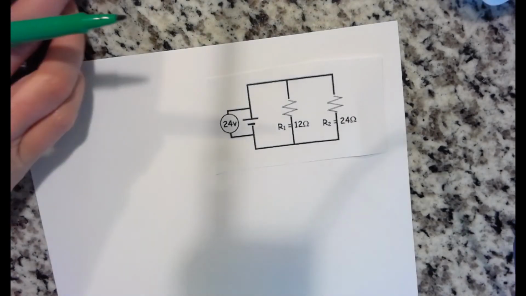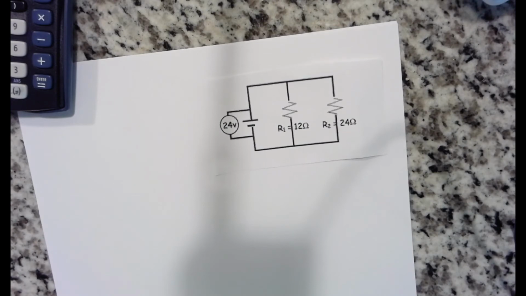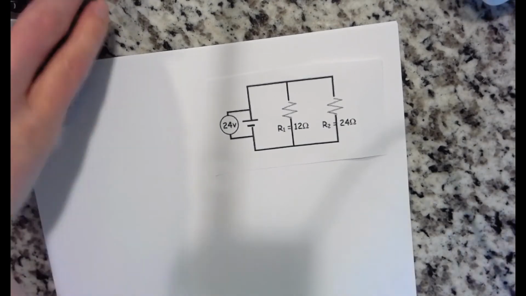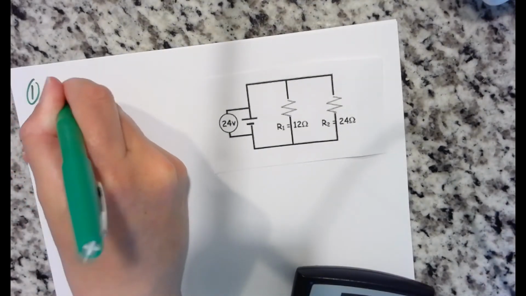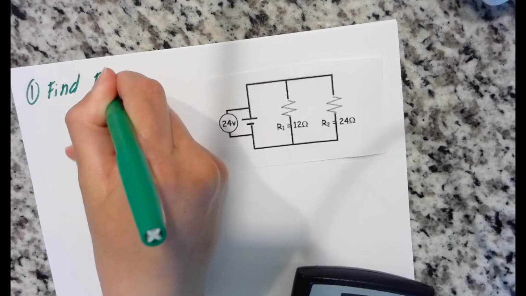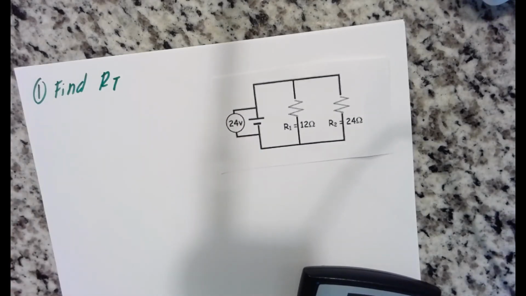So we're going to go through the steps to solving for a parallel circuit, which, as I mentioned previously, can be a little bit more tricky than solving for a series circuit, but with practice it definitely becomes a little bit easier. Our first step is to find the total resistance. Similar to a series circuit, we want to find the total resistance, but for a parallel circuit it's a little bit trickier in that we have to take the reciprocal at each resistor.